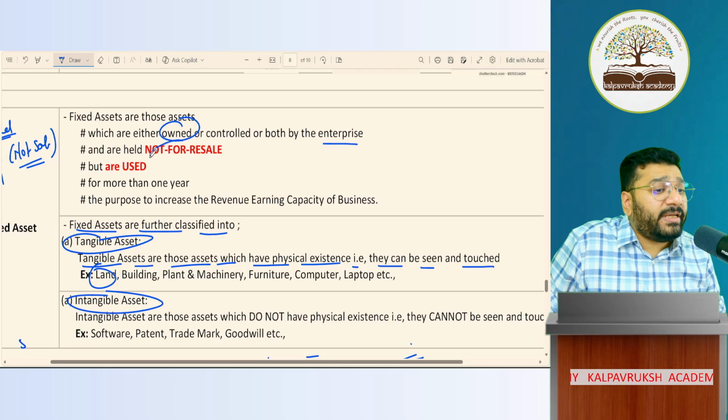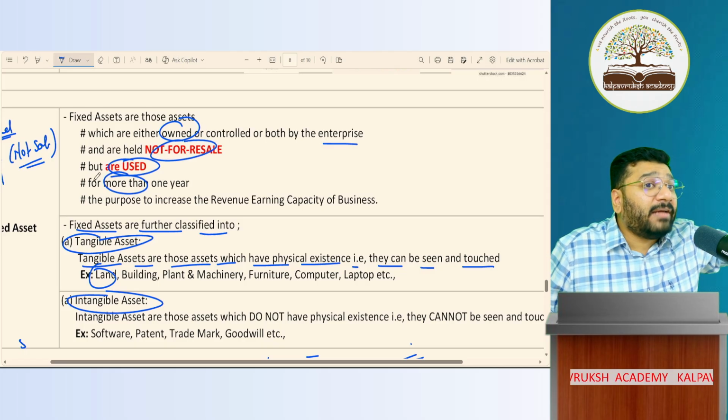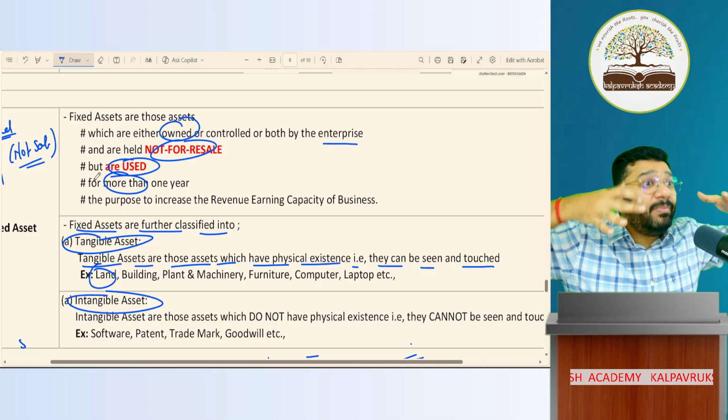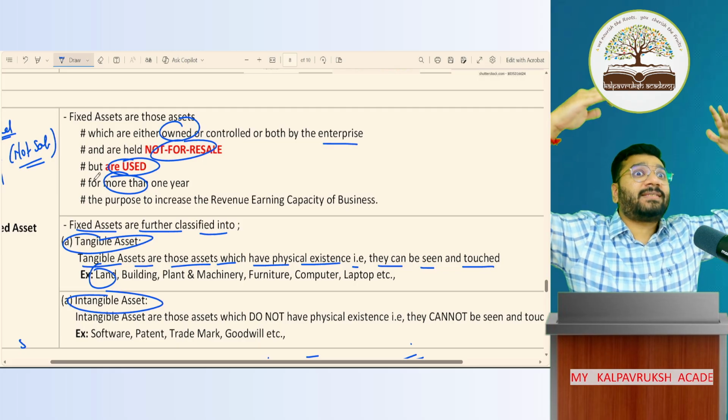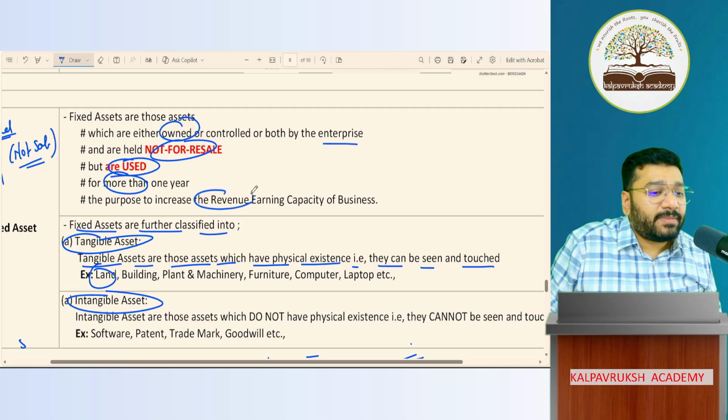Land is purchased not for resale, it is for use. Land I'm going to use for more than 1 year. Using this land, I will develop a building on it. Once the building comes, more revenue. Multiple blocks, multiple classes, more revenue. So it increases my revenue earning capacity.